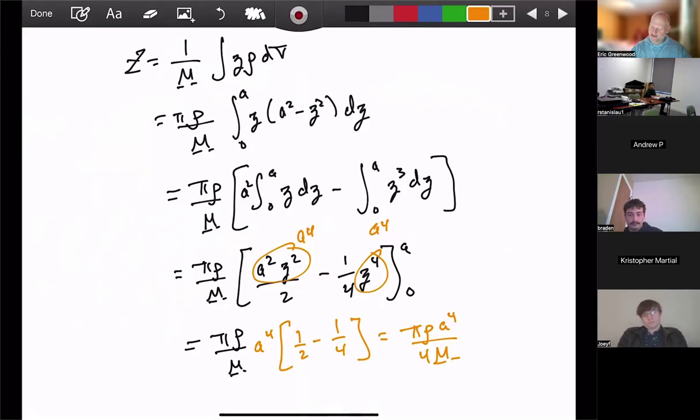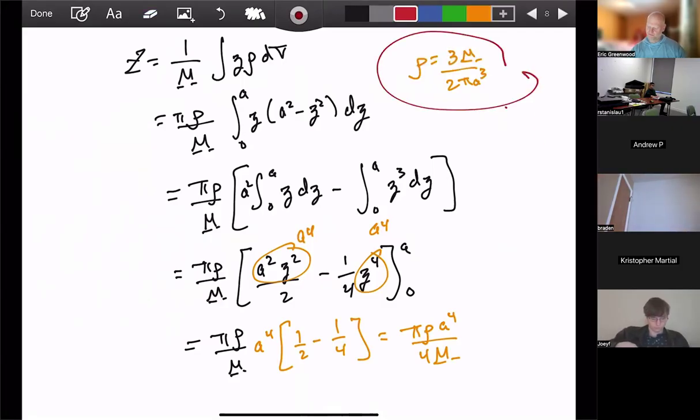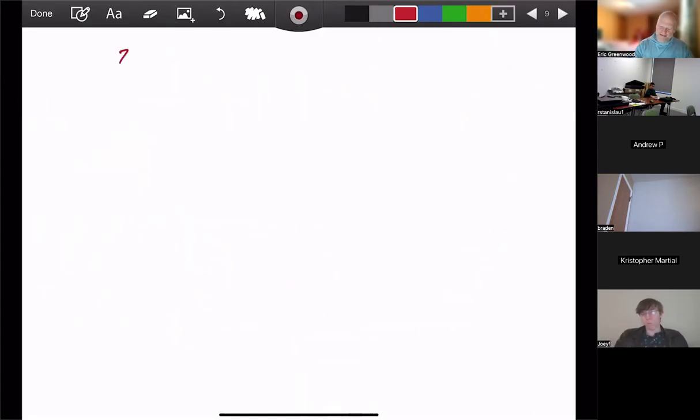Okay. So finally, what we also know is rho. So what we already did was 3m over 2 pi a cubed. So let's put that in to this expression here, and then let's simplify. So finally, we get z then is equal to pi a to the fourth over m times 3m over 2 pi a cubed. And I forgot a factor of 4 somewhere. That's factor of 4. There we go.